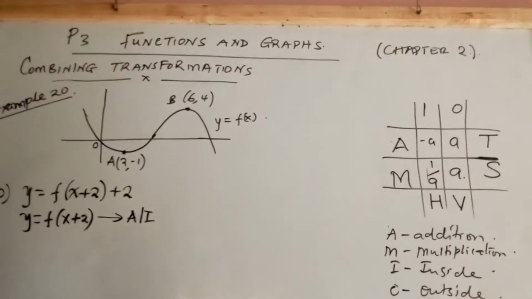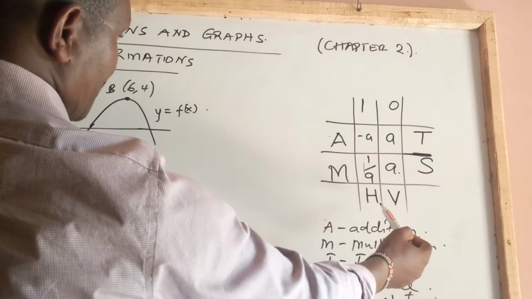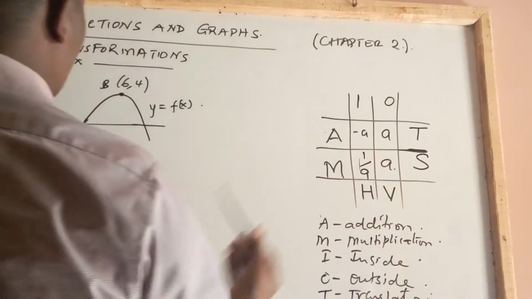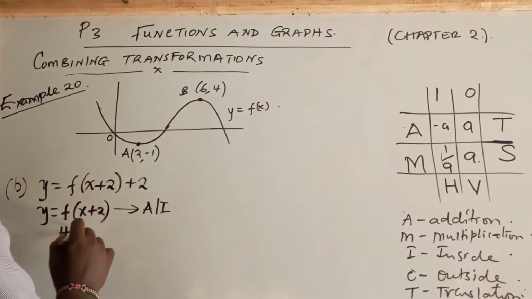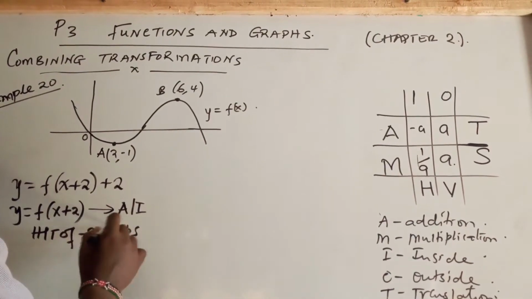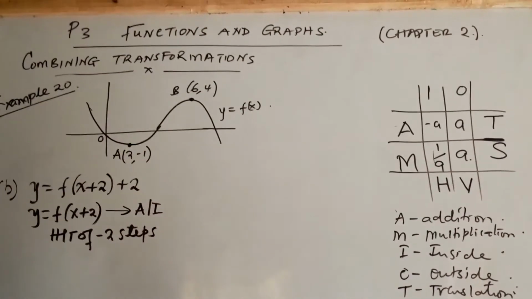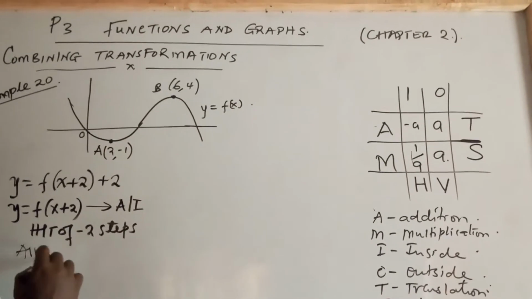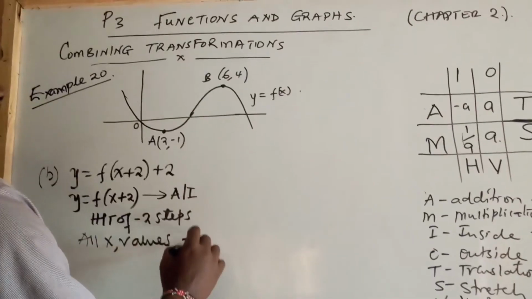And according to Mayo, you know what addition inside means. This means it's a horizontal translation of negative a steps. Therefore, this one is a horizontal translation of minus 2 steps. What does that mean? Horizontal means all x-axis will be affected, not y. That means all x values, you minus 2.